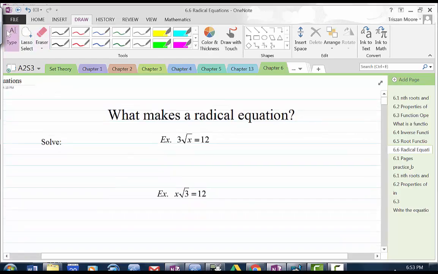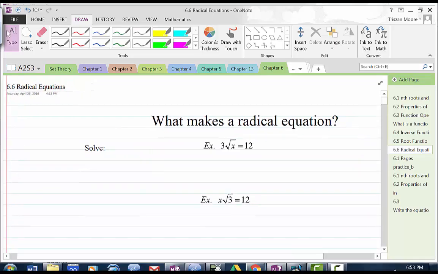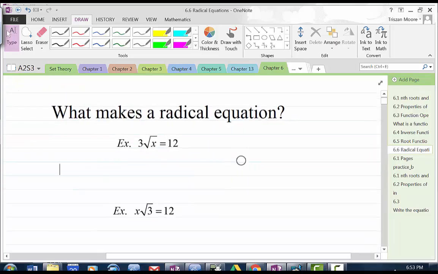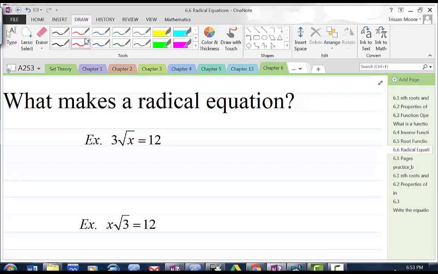Alright, I'm back, and we were doing radical equations. I'll do the whole radical equation thing, and it shouldn't take long at all. First off, if you see these two equations, they look very, very similar. They look like they're almost the same equation. But actually, one's what we consider a radical equation, and one's a linear equation.